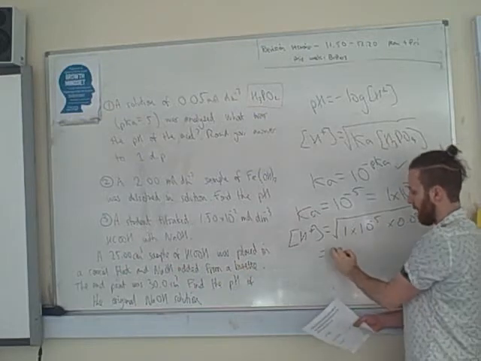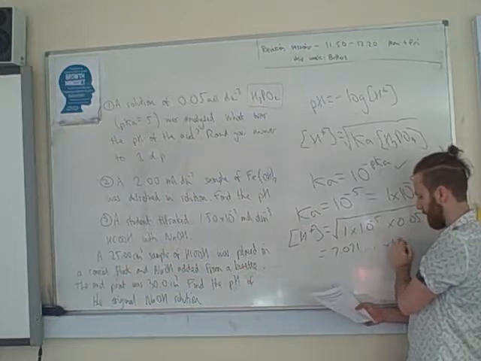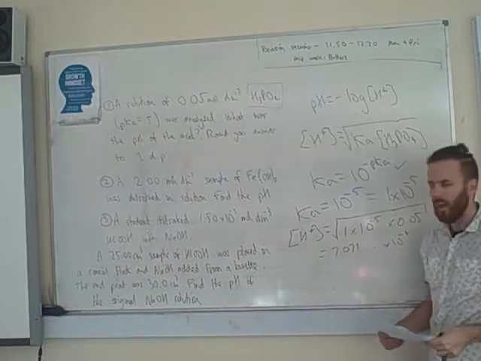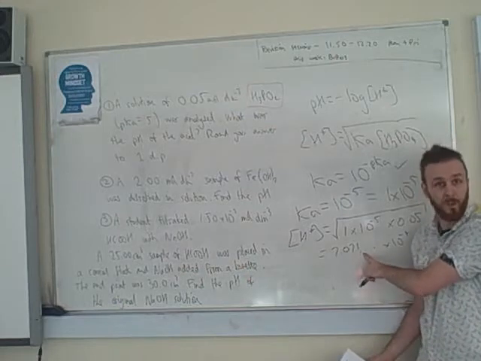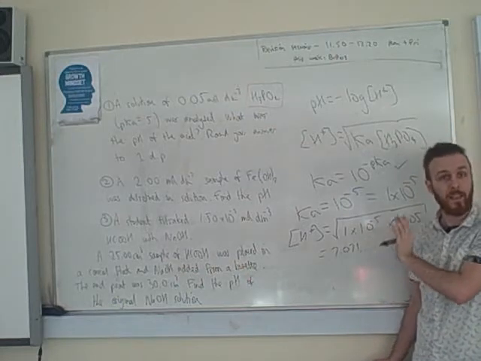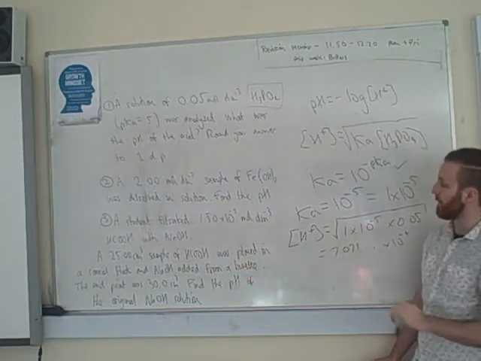Bang all that in a calculator and we get 7.071, etc. times 10 to the minus 4. I'm being lazy to save time for the video, so there's more to it than that. Don't round until the very end of the question. Like I said, I'm just being lazy for the video.